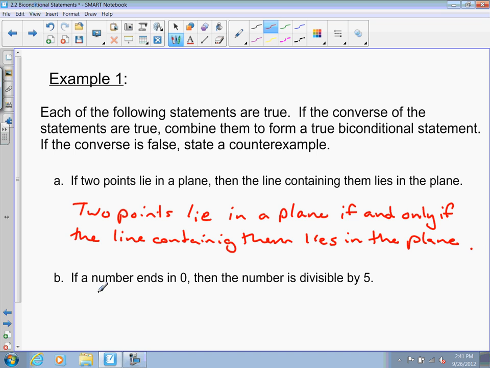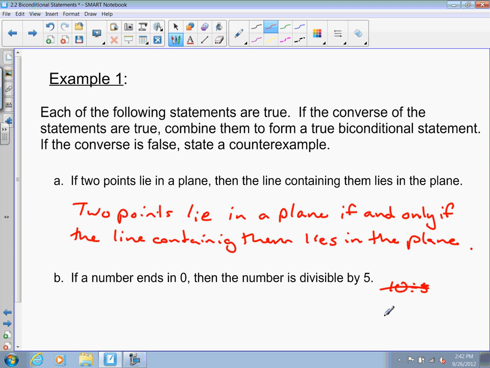Okay, so there's number one. Number two, if a number ends in a 0, then the number is divisible by 5. So you can ask yourself, does that one make sense? If you read the directions, each of the following statements is true, so this should be a true statement. But now, does it make sense? The number ends in 0. So they're talking about if the number ends in 0, like 10, then it is divisible by 5, and that's true. Well, what about 20? Yep, that's true. 100, yep. So, okay, that first statement is true.